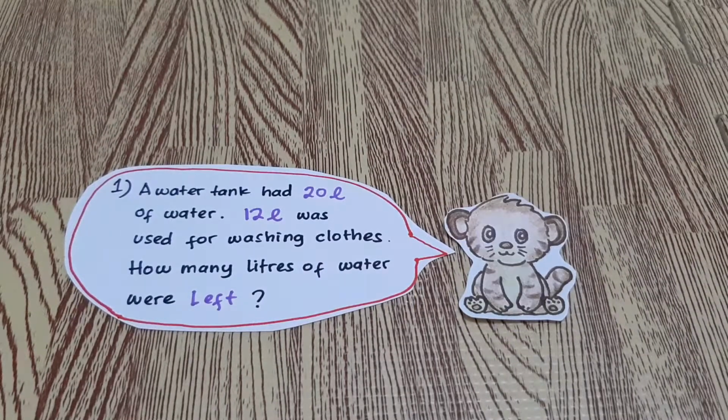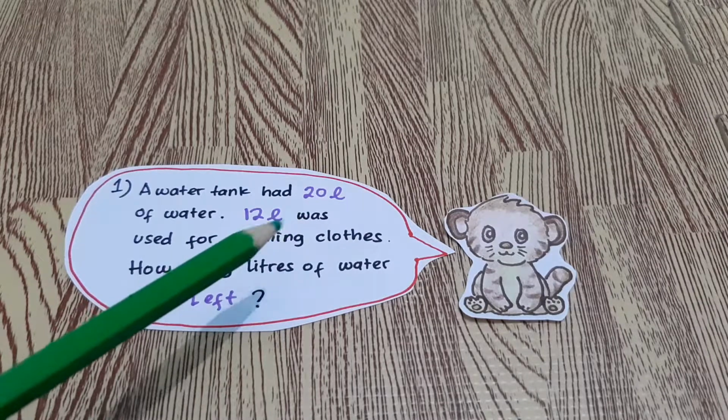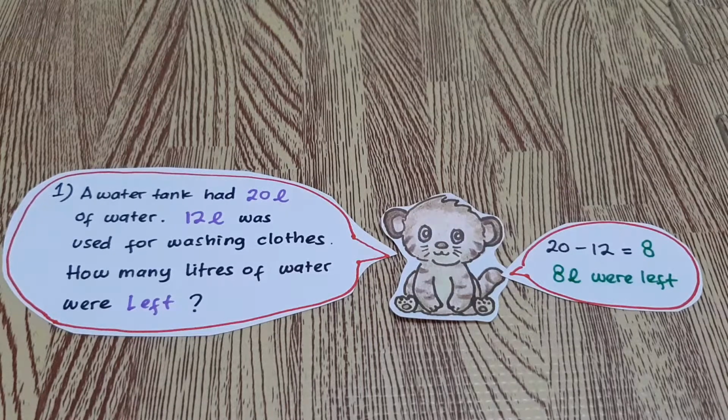A water tank had 20 liters of water. 12 liters was used for washing clothes. How many liters of water were left? Again, there is the word use. So we have to take away these 12 liters from the total, which is 20 liters. So what do we have to do? We have to minus it. So 20 minus 12 equals 8. So there are 8 liters of water left.